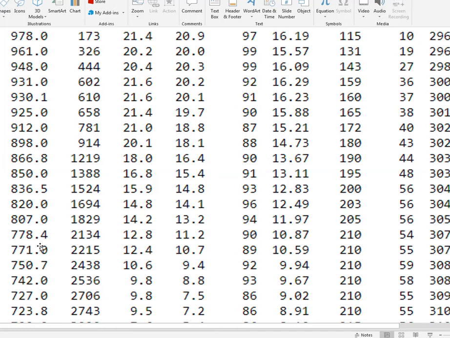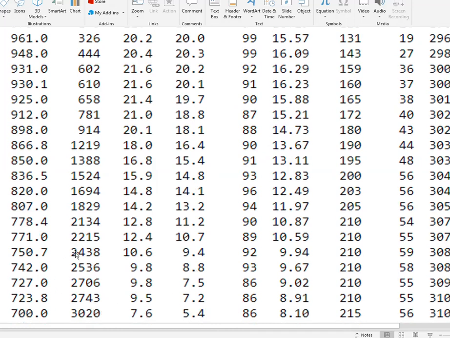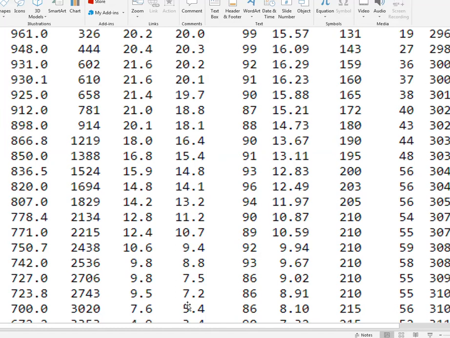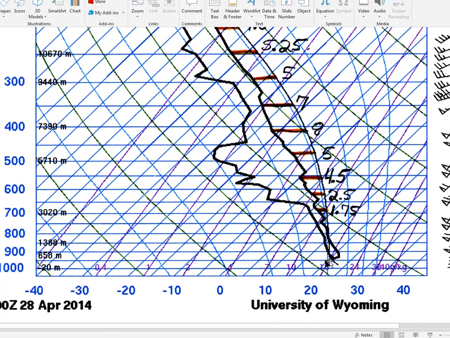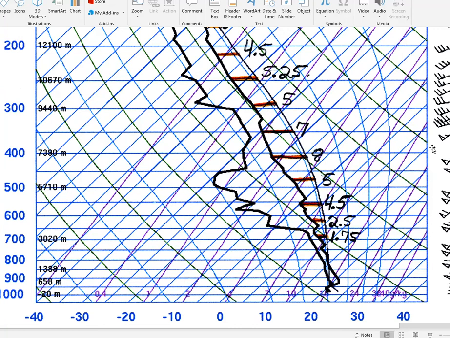And so our 700 millibar dew point is 5.4. So we do the same thing. 5.4 is just ever so slightly past 5. Go right up through here to 700. And that's going to put us right there. You see, that's where the line goes through. Now the line, of course, is what you'll do: you'll just have a series of dots and you'll play connect the dots. Okay, so that's how you plot the SkewT log P diagram.